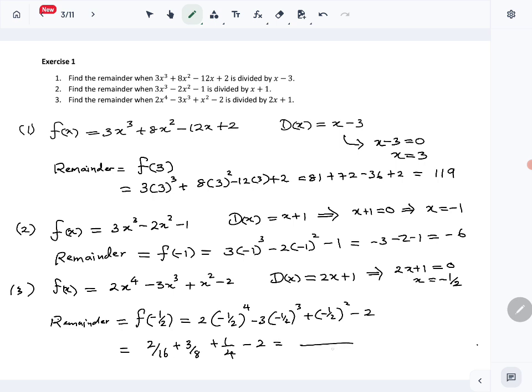Let's do 16. So 2 6 4 minus 32. So you get 10 12 minus 20 over 16, or minus 5 over 4. Right, so the remainder is minus 5 over 4.